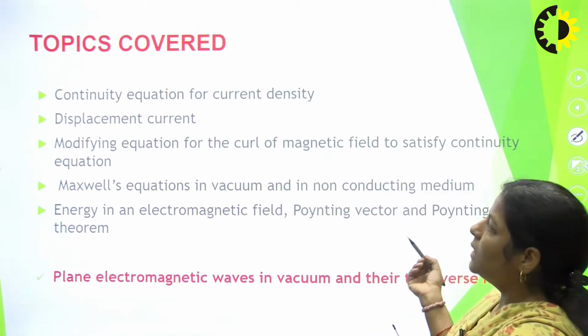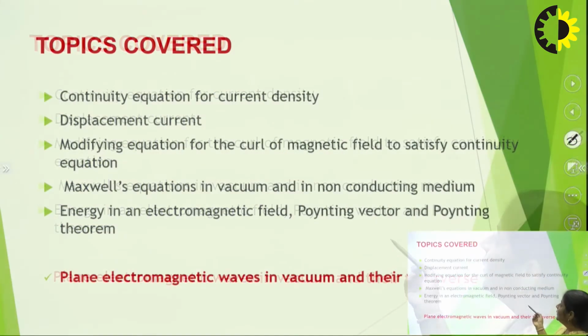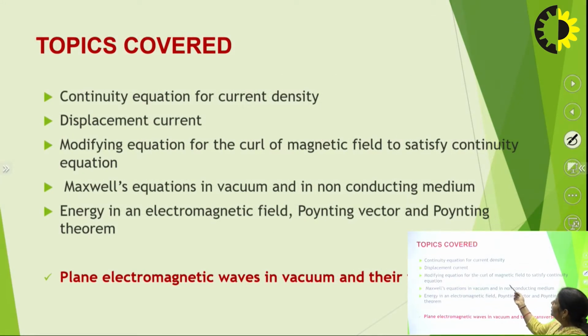So these are the topics. As you can see, we are having continuity equation for current density. Then we are having displacement current, modifying equation for the curl of magnetic field to satisfy continuity equation, Maxwell's equation in vacuum and in non-conducting medium, energy in electromagnetic field, Poynting vector and Poynting theorem. These are the topics for the unit 2, all right.